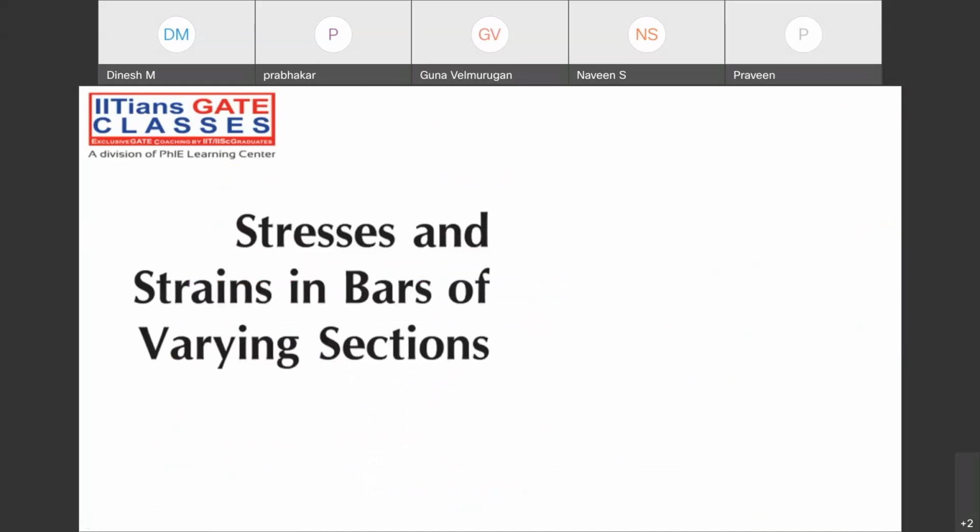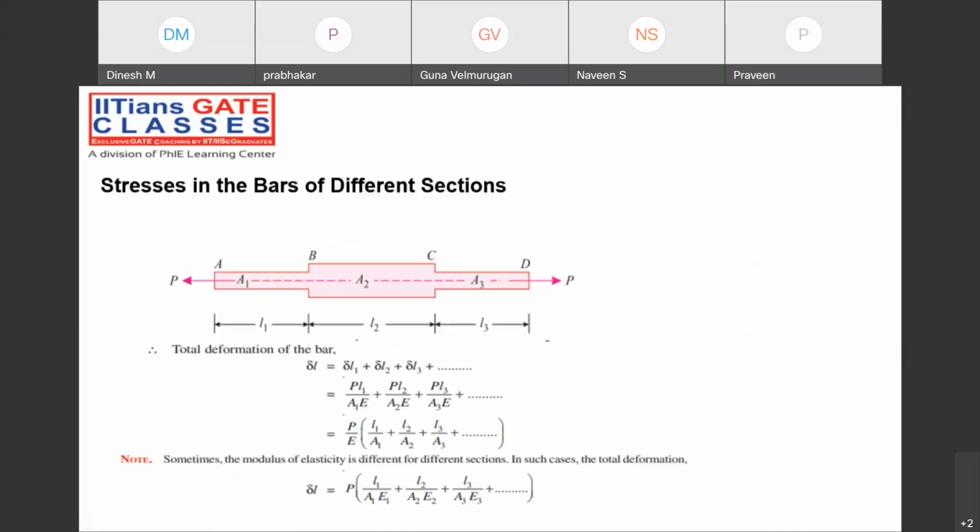Now we are going to discuss the stresses and strain in bars of varying cross section, right? Whatever deformation you have seen is for a single bar. Now if you have multiple bars combined together, what will be the scenario? Tell me, guys. The first case I'm going to discuss is bars in series, the members connected in series combination. Whenever the members are connected end to end, that is called series connection. Suppose I'm applying the load P like this to a particular member.